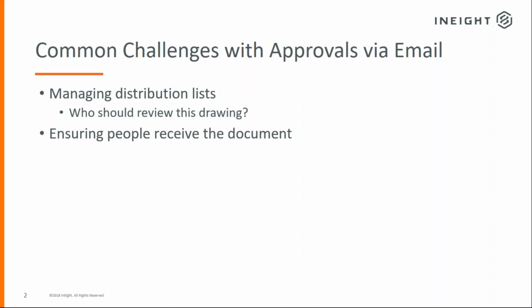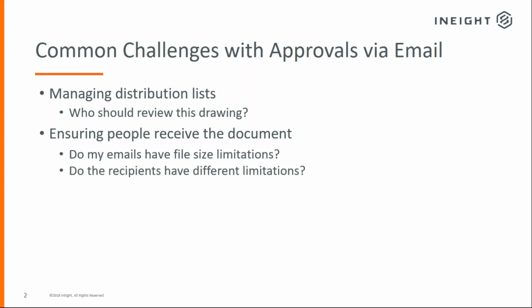A typical problem encountered with email is also around things like file size limitations. I may be uploading a large drawing and issuing that out through my email. My internal IT may have put some limitations on the size of the files that I'm sending out. How can I ensure that my recipients receive it, if they may have a different limitation put in place on their end?